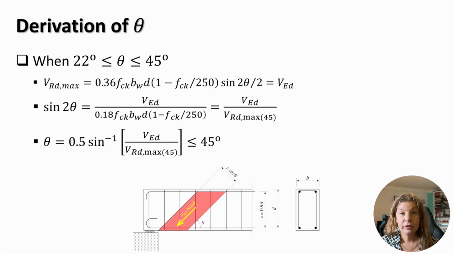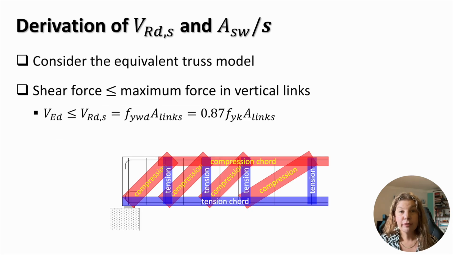When the applied shear force is between the lower and upper limits of V_Rd,max, the inclination angle of the compression struts is between 22 and 45 degrees. In this case, the formula for the inclination angle can be found from equating V_Rd,max and V_Ed. After some algebraic manipulations, it can be found that the inclination angle equals half of the inverse sine of the ratio between V_Ed and the upper limit of V_Rd,max. To derive the formula for the calculation of V_Rd,s, we once again consider the equivalent truss model.